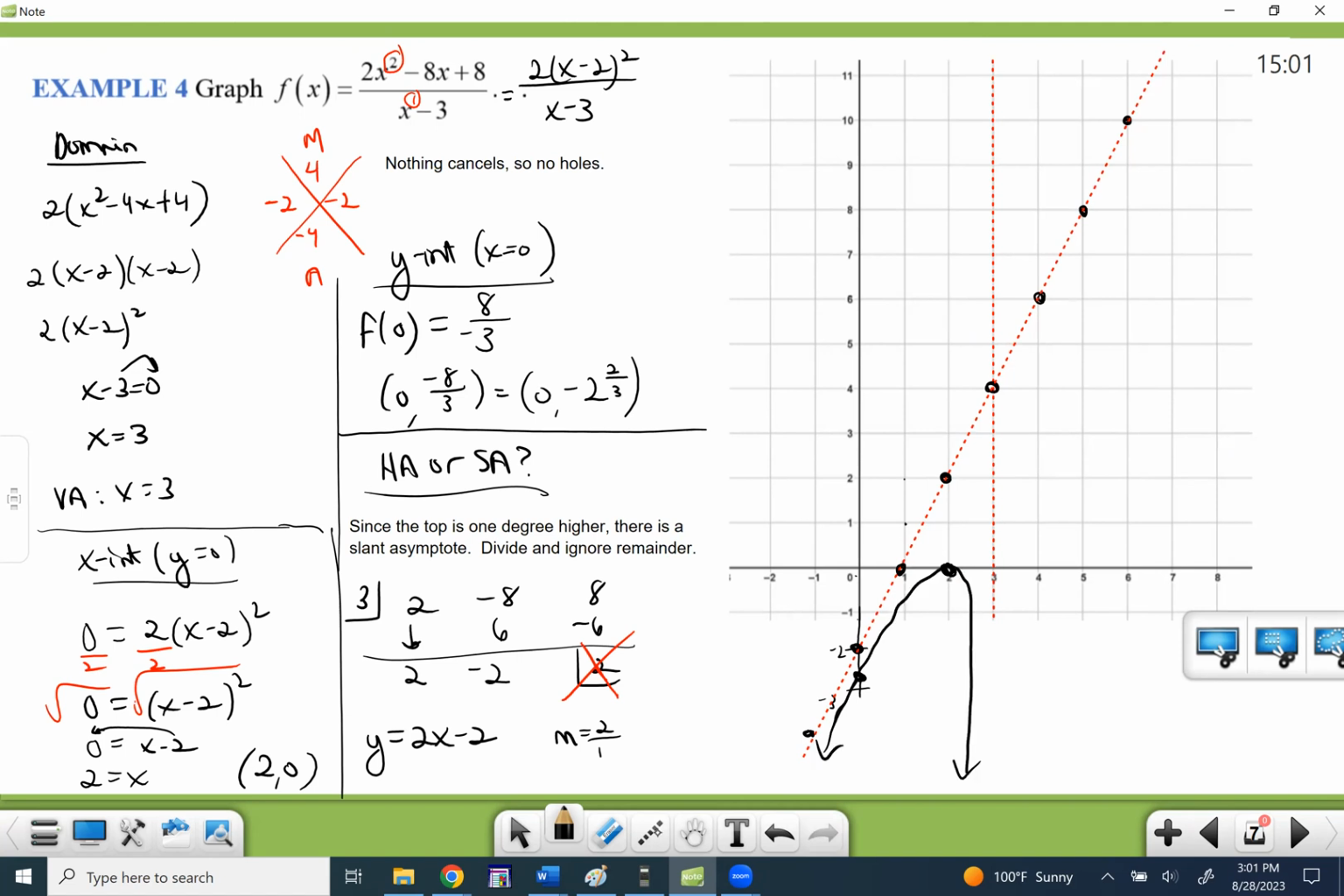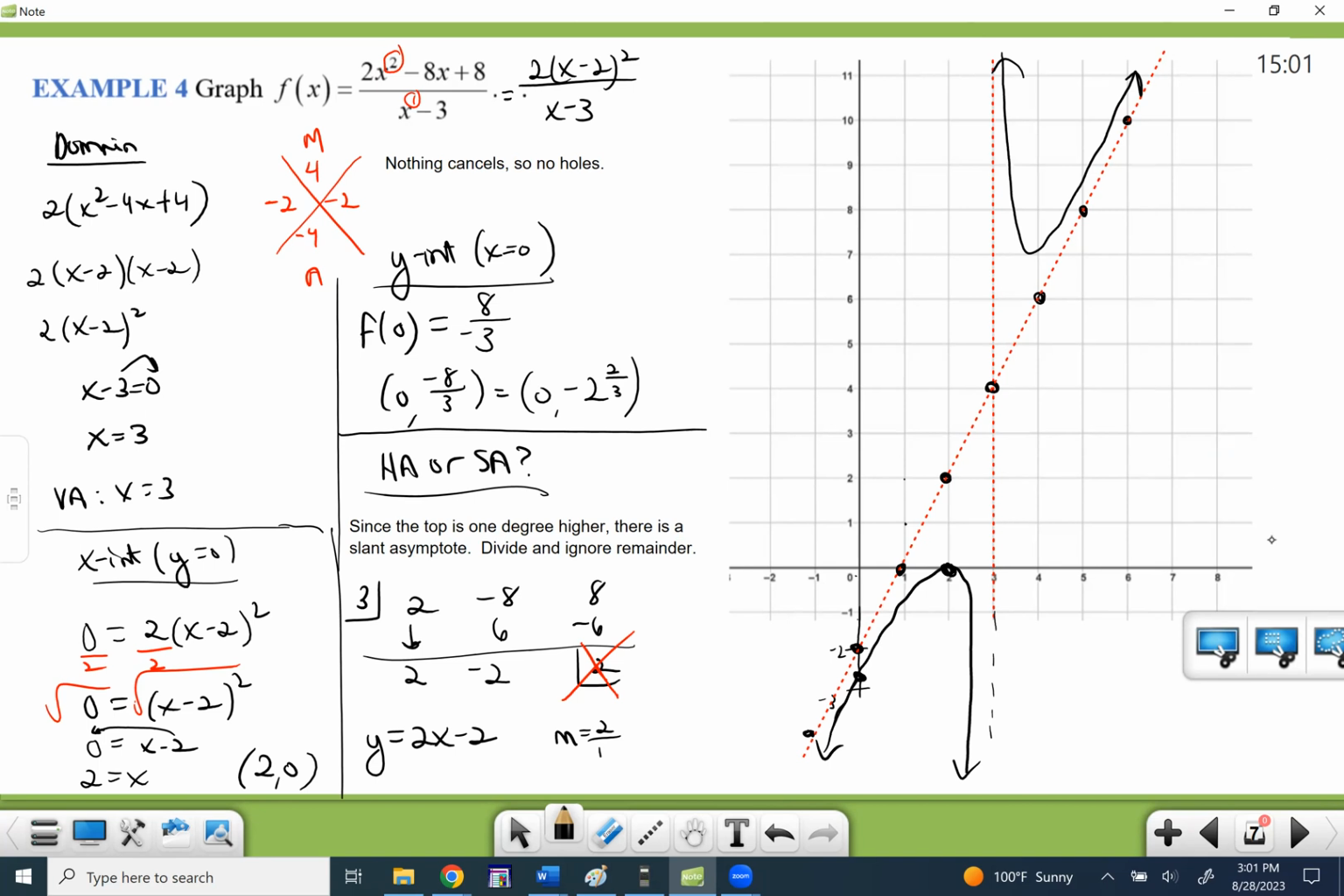Just kind of guessing right now, right? This keeps going down. Then I already know that the other one has to be in the same region. It would have to look like this, okay? But there is something that we need to find out. Let's see if we cross the slant asymptote or not.